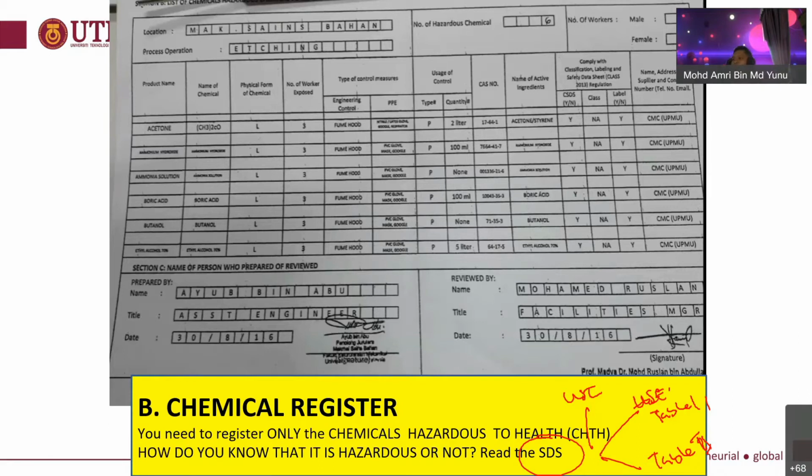So in the OSHE regulation, CHC 2000, there are two tables, table 1 and table 2. Basically in table 1, there are 600 chemicals registered, and in table 2, there are, I think, 34.